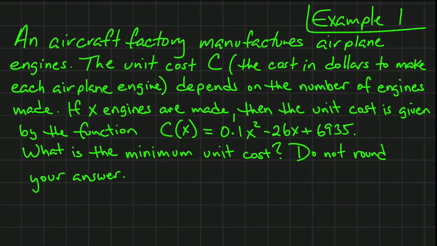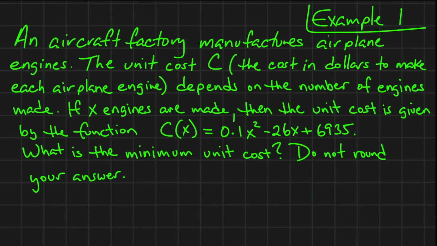Let's read our first example. An aircraft factory manufactures airplane engines. The unit cost C, the cost in dollars to make each airplane engine, depends on the number of engines made. If x engines are made, then the unit cost is given by the function C of x is equal to 0.1x squared minus 26x plus 6,935. What's the minimum unit cost?